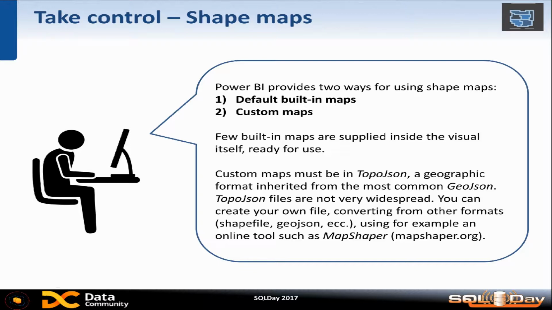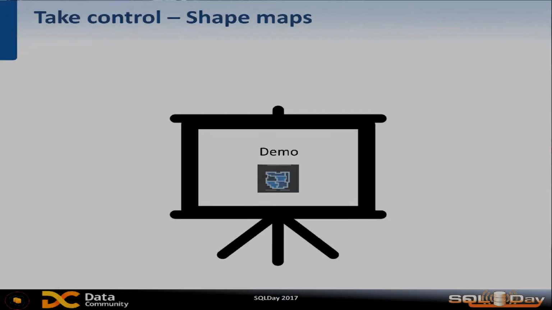For example, mapshaper.org. Using mapshaper, you can transform your shapefile into a TopoJSON file. On the internet, you can find a bunch of shape map files. There are many sources available for shape map files. So go to download a shape map file and transform it into a TopoJSON using mapshaper.org, for example. Next demo.